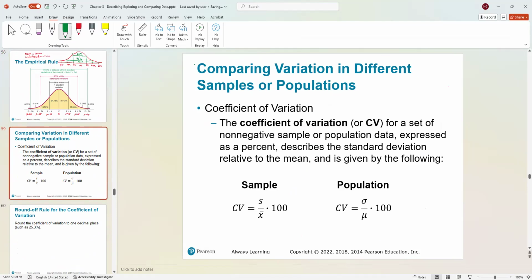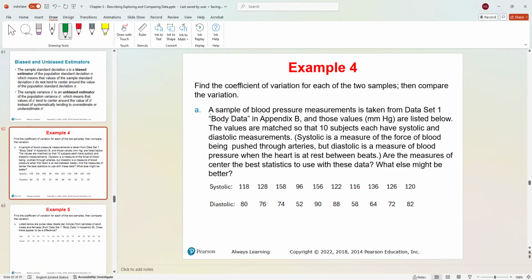the coefficient of variation is S over x bar, and you multiply it by 100%. Because these are samples, we're going to use S.